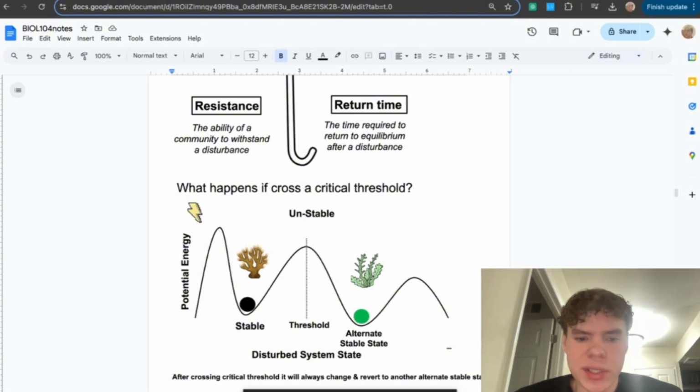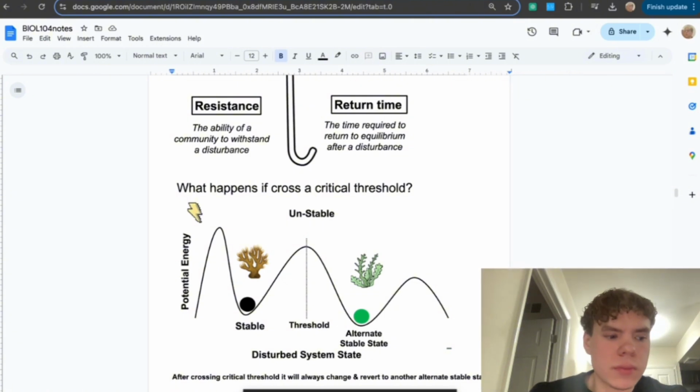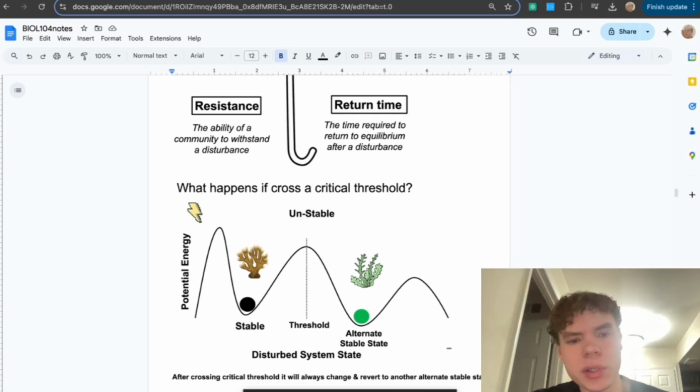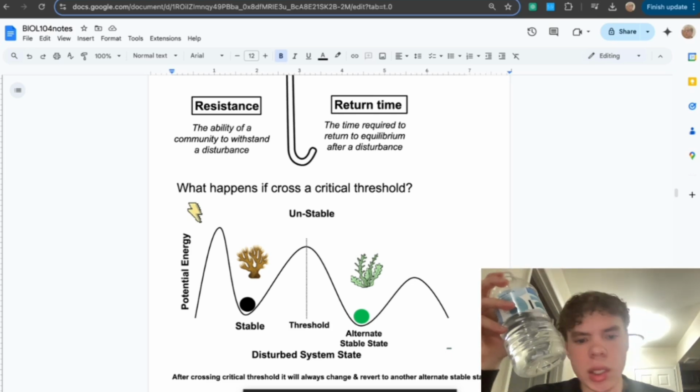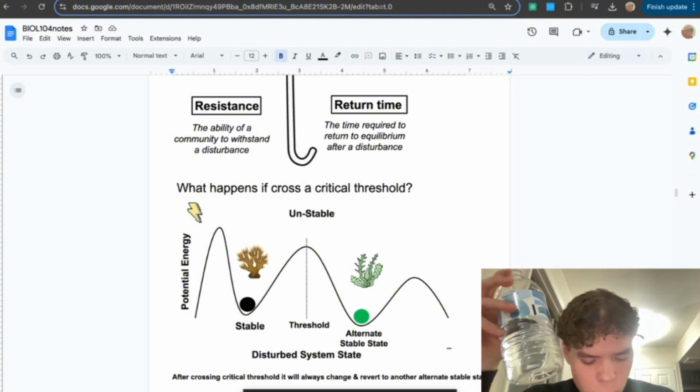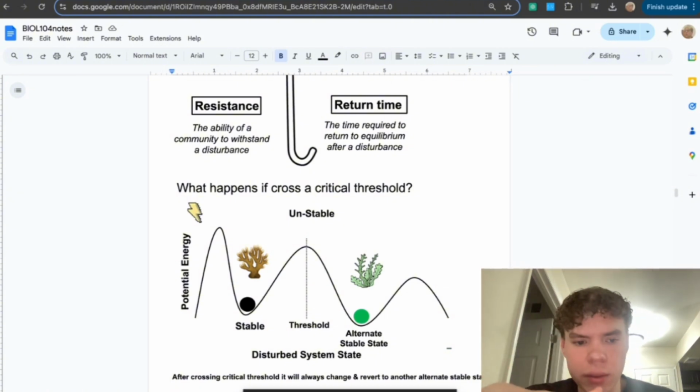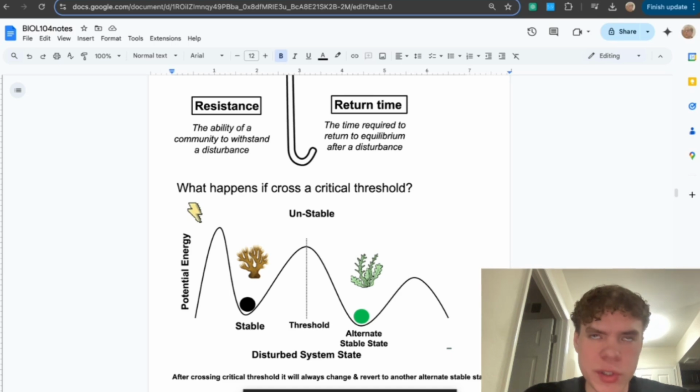Kind of like how in physics class, for example, if I were to drop this water bottle, it might bounce on the table once or twice, but then it's eventually going to go back to sitting, right? That's kind of how disturbances work too. I take an environment, I can disturb it, it will eventually get back to a stable level, but it might look a little bit different than it was before.